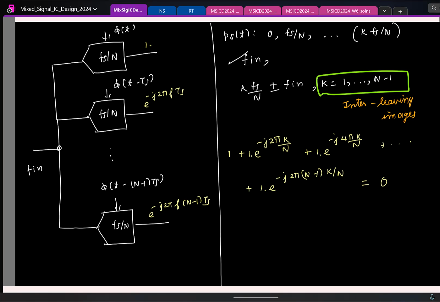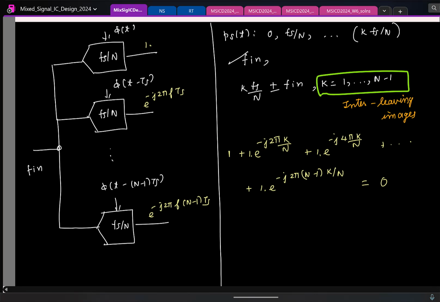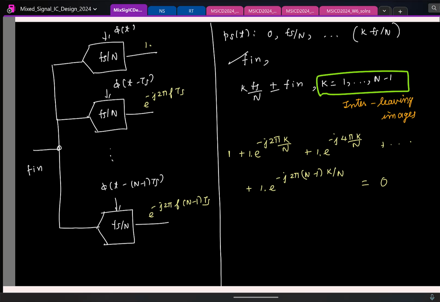And under what conditions is it exactly getting cancelled to 0? One thing is, this assumes that the amplitude in each path is 1 and you have this exact phase. And what is giving you this phase in this time-interleaved ADC? The delay. So the moment you have any mismatch in the gains, in the amplitude, or in the time delay, you will not be cancelling these interleaving images, you will end up with them finally. So that is one main issue.